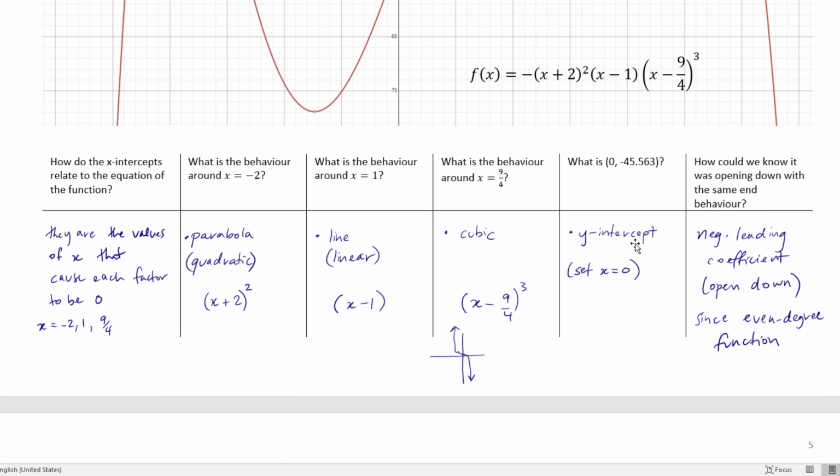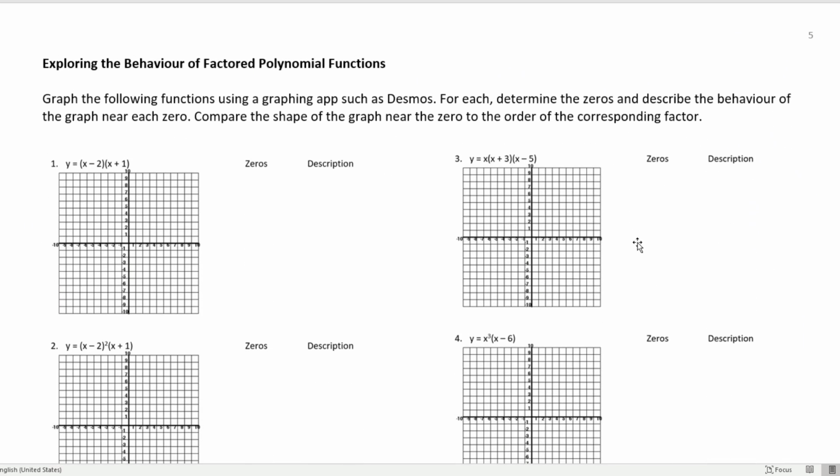Okay, let's move on to some other examples here. All right, it says exploring the behavior of factored polynomial functions. Graph the following functions using a graphing app such as Desmos. For each, determine the zeros and describe the behavior near each zero. Compare the shape of the graph near the zero to the order of the corresponding factor.